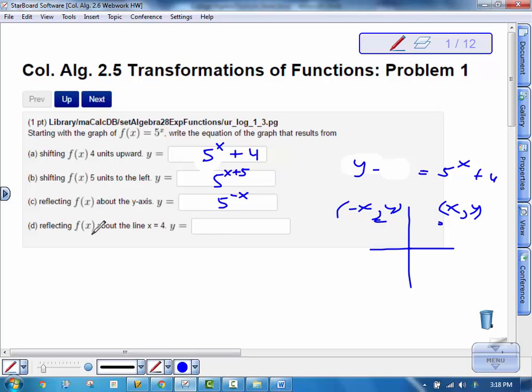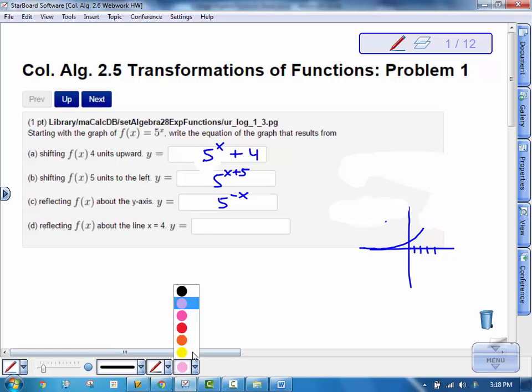And then the last one, reflecting this around the line x equals 4. Well, let's take a look at this real quick. If this is the function, by the way, it looks like this. If you reflect it over the line x equals 4, 1, 2, 3, 4, this is a really tricky one. And I don't think I'll ask you problems harder than this on the test, but here's 4. It looks like this.